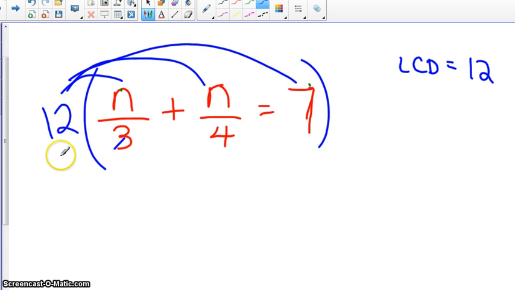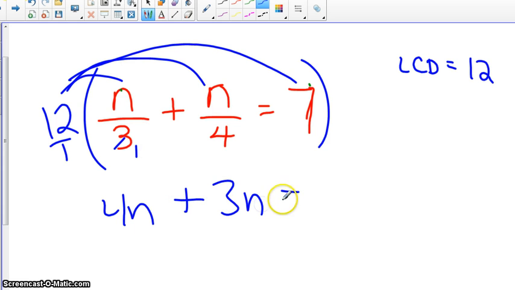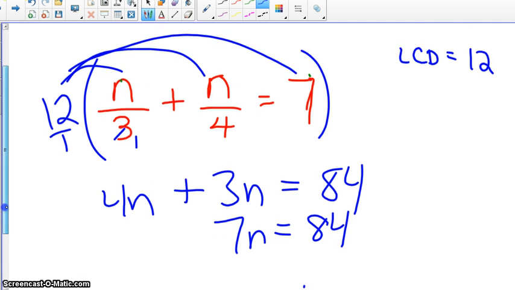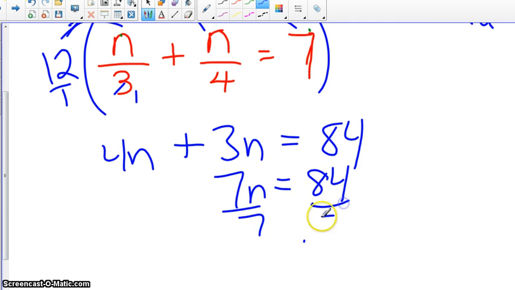So when I multiply 12 over 1 times n over 3, it's going to cancel out. I'm going to get 4n. Second time it's going to cancel. I'm going to get 3n. And then 12 times 7 is 84. This is a common mistake, is to forget that last part. So 4n plus 3n is 7n equals 84. And divide both sides by 7. N equals 12.